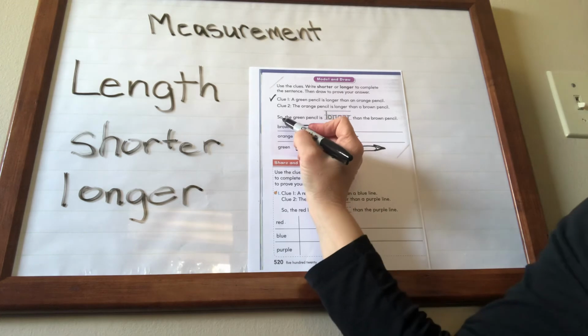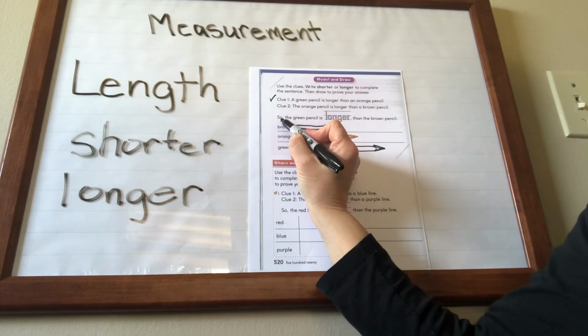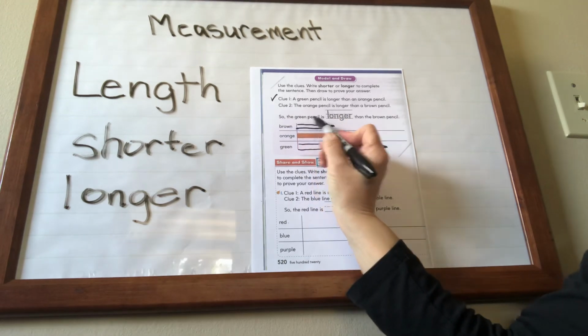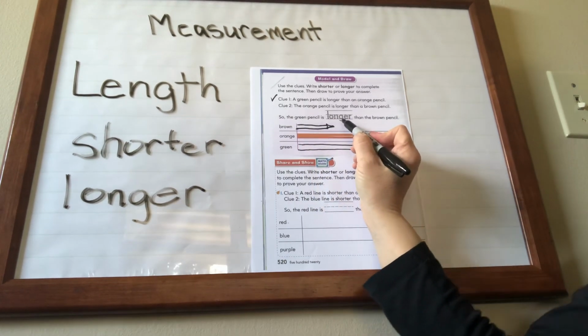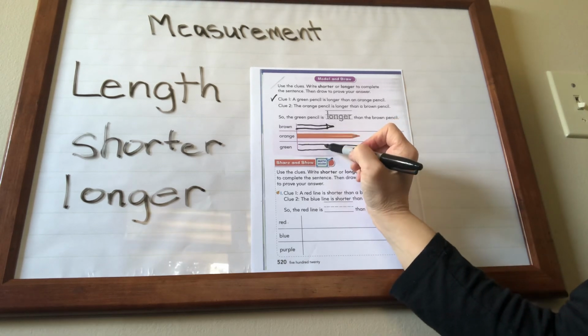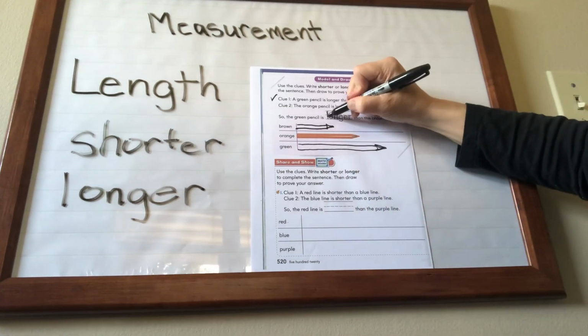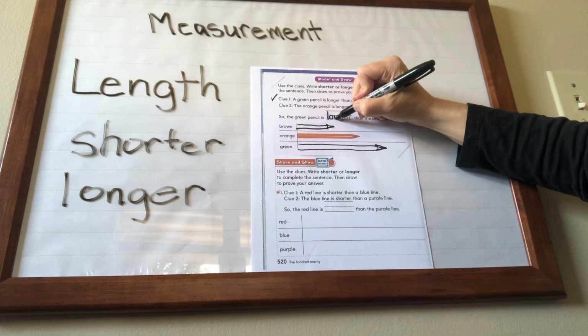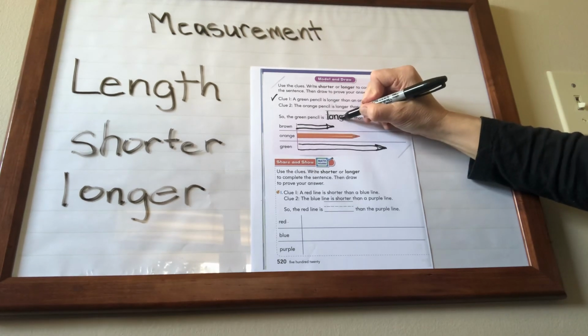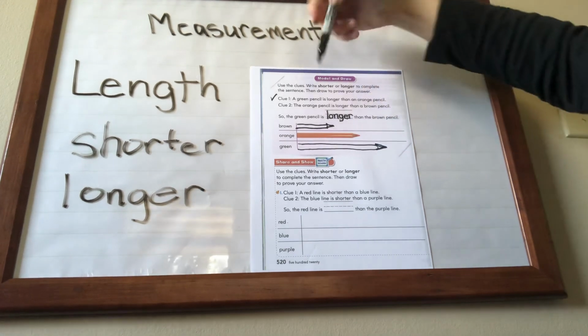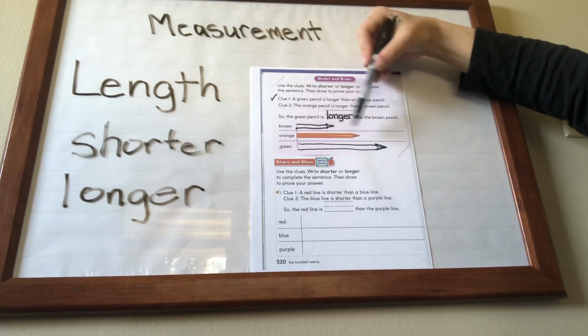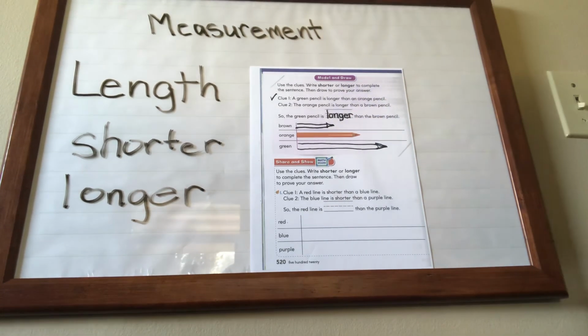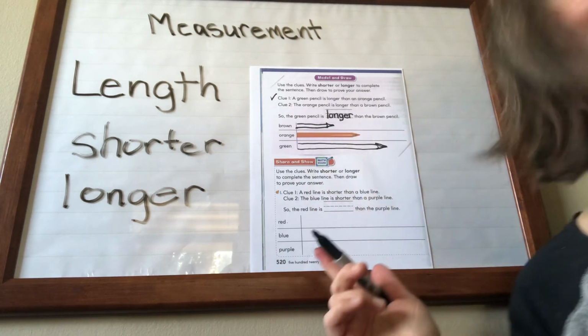And then you have to carefully read this sentence. It says, hopefully you can see it on your book, so the green pencil is, and they wrote it for you. What word is that? The green pencil is longer than the brown pencil. Let's check and make sure that we're correct. Is the green pencil longer than the brown pencil? Yes, it is. So now we're ready to go on.